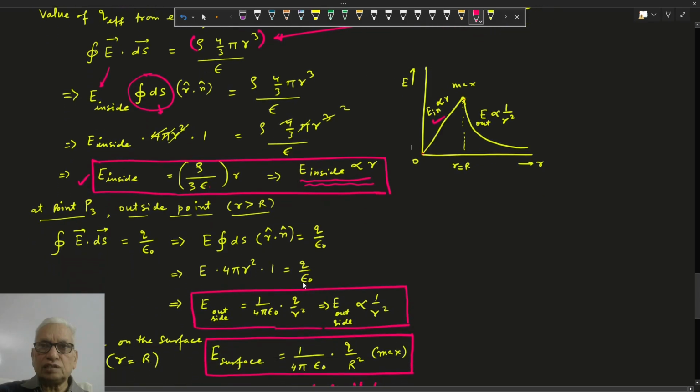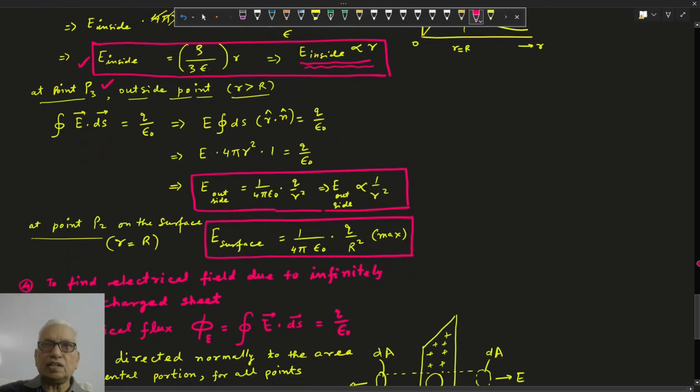Now for an outside point, at P3 where r is greater than R, using the Gauss law, integration of E dot ds, r cap and n cap, equals q upon epsilon naught. This is the area. So E outside will be 1 upon 4 pi epsilon naught, q upon r square. Here 4 pi epsilon naught is constant. So E outside is directly proportional to 1 upon r square, or inversely proportional to r square. At point P2 on the surface, r is equal to R, we are replacing the small r with capital R. This is the maximum value.